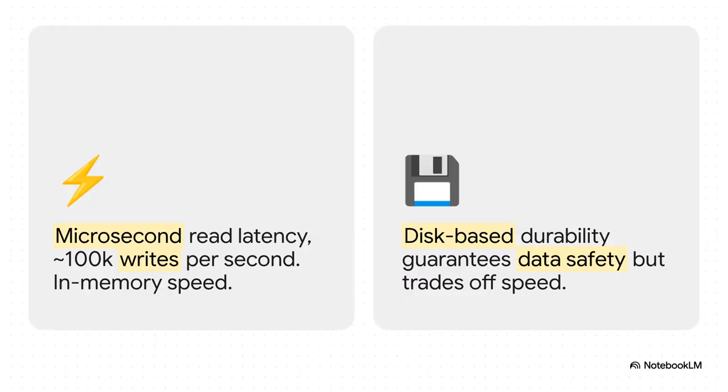And this brings us to a massive, fundamental trade-off that the creators of Redis made. By prioritizing in-memory speed, Redis can easily handle around 100,000 writes per second with read latencies down in the microseconds. It's wild. But the trade-off, well, you sacrifice out-of-the-box disk-based durability. Traditional relational databases lean heavily on slow disk writes just to guarantee your data is totally safe. Redis chooses speed every single time.